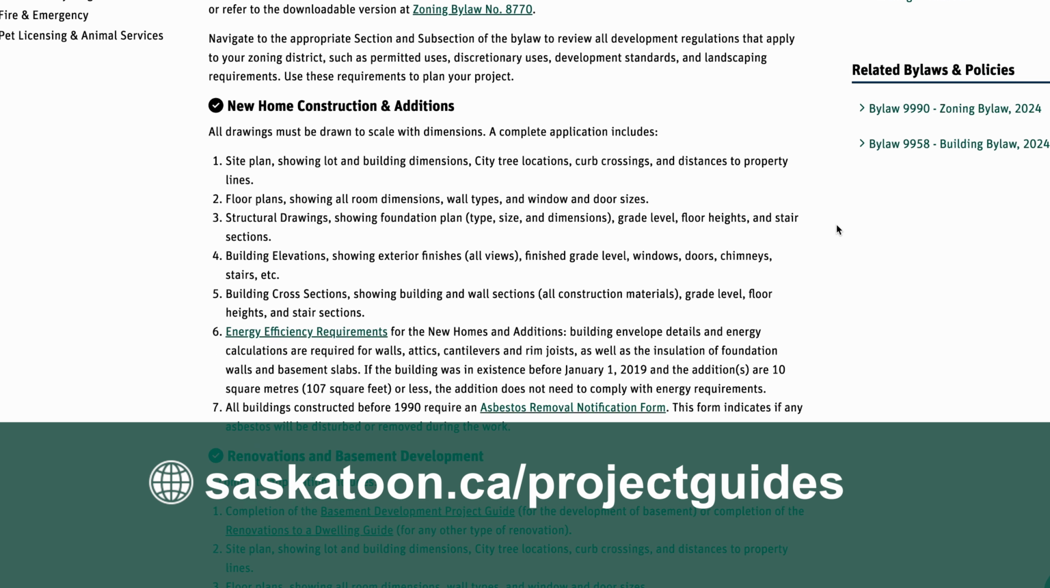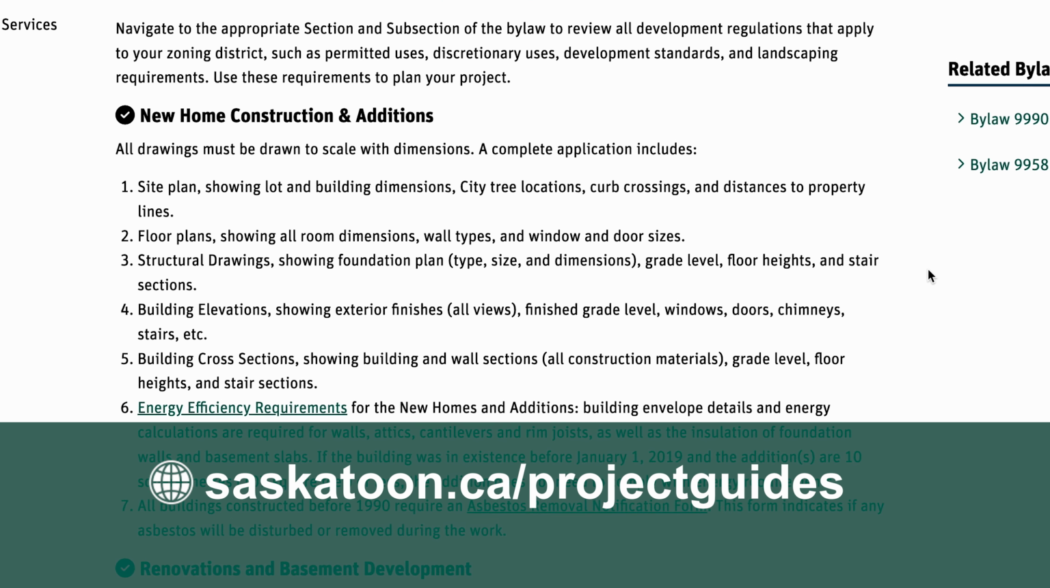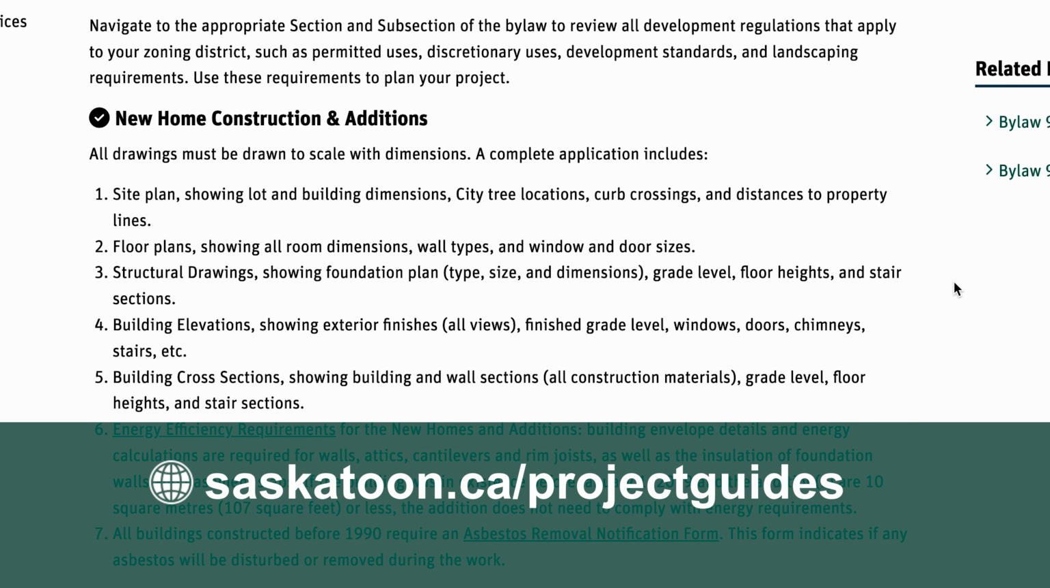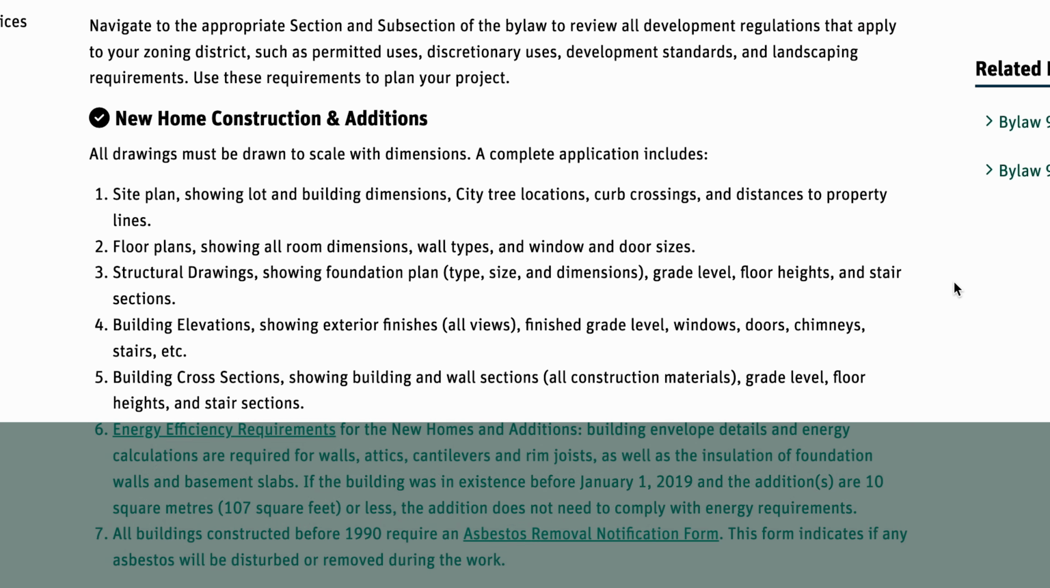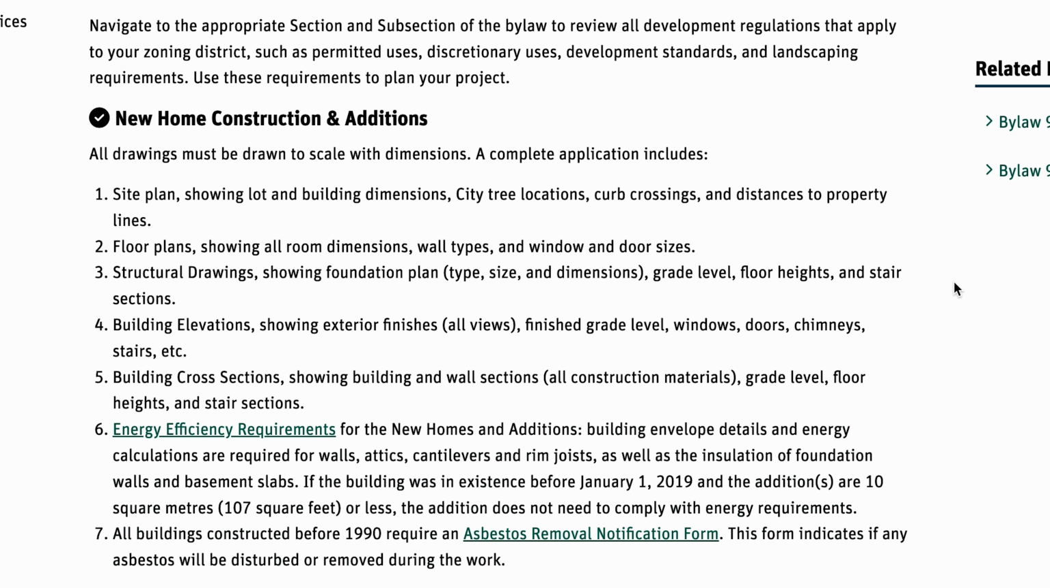Floor plans and structural drawings that list all room dimensions, wall types, window and door sizes, and construction details. Building elevations showing exterior finishes, finish grade level, windows, doors, chimneys, stairs, etc. Building cross sections showing building and wall sections, grade level, floor heights, and stair sections.